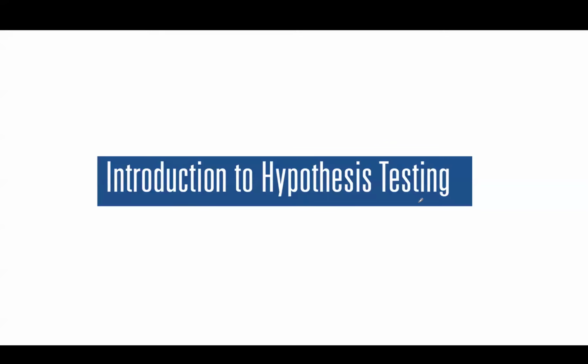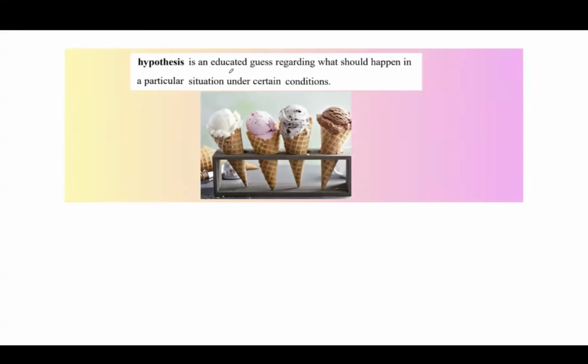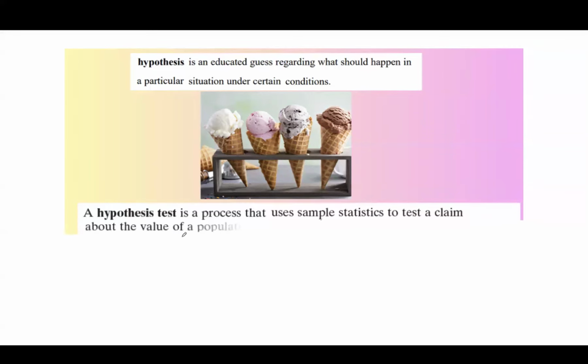In today's lecture, we're going to talk about hypothesis testing. What is a hypothesis? A hypothesis is an educated guess regarding what should happen in a particular situation under certain conditions. A hypothesis test is a process that uses sample statistics to test a claim about the value of a population parameter. That population parameter can be the average, the proportion, or the variance. So we're going to discuss each one of these in this class.